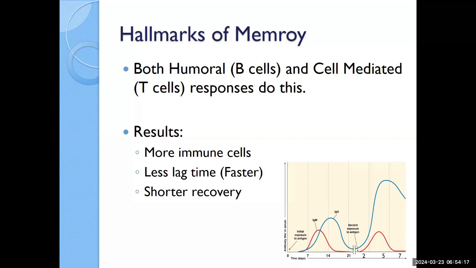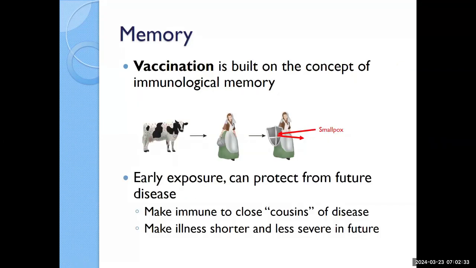And so ultimately, the human host has a shorter recovery. Vaccination is built on the concept of immunological memory, whereby early exposure to a pathogen could protect you from future disease. Historically, we came across this with respect to smallpox. During a time when smallpox was running rampantly through Europe, it became clear to Edward Jenner, the father of immunology, that milkmaids never seemed to get smallpox, despite it killing 25% of those infected.